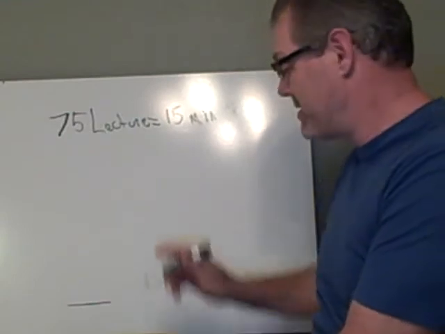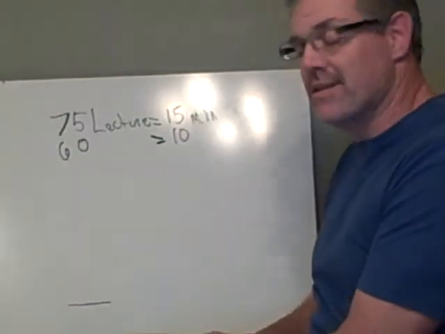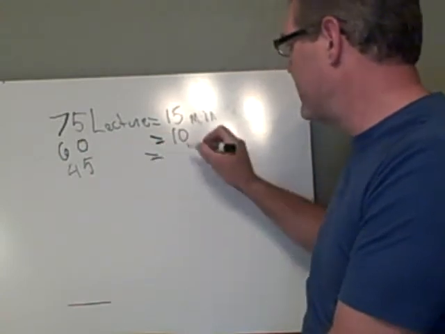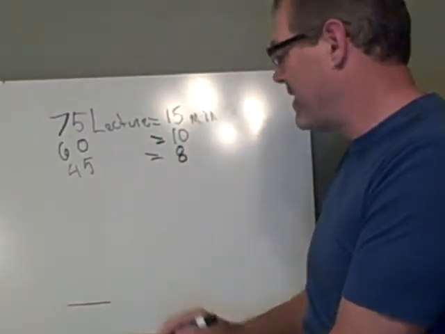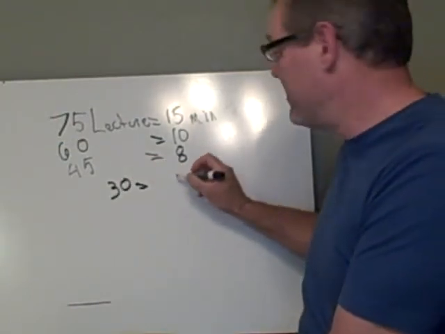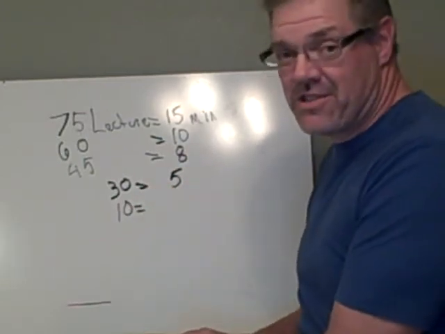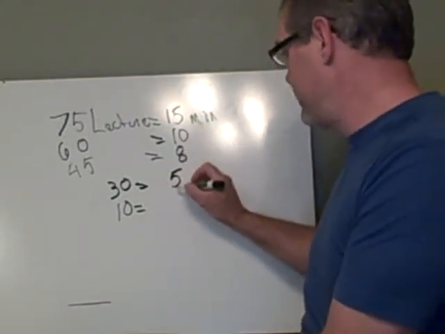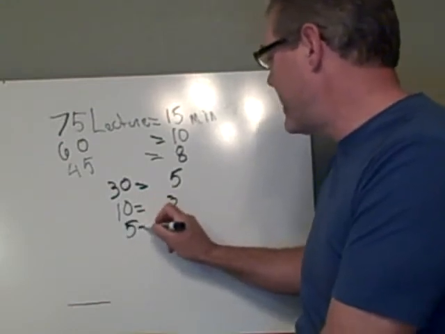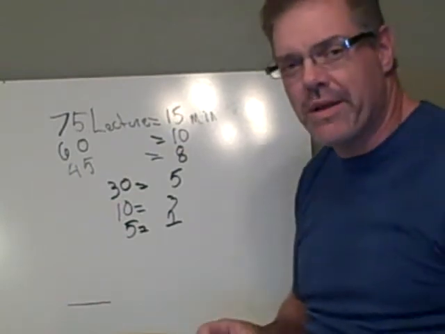75 to 15 minutes. 60 down to 10. 45 minutes down to 8. I'm going to come over here a little closer so I don't get confused. 30 minutes down to 5 minutes. 10 minutes, those 10-minute lessons you start your math out with, 3 minutes. If you have a 5-minute lecture using the flipping method, you can get it down to 1 minute.